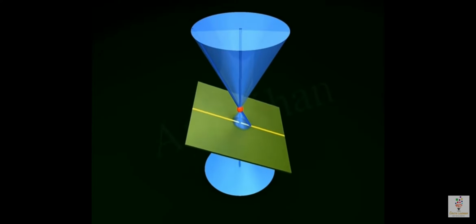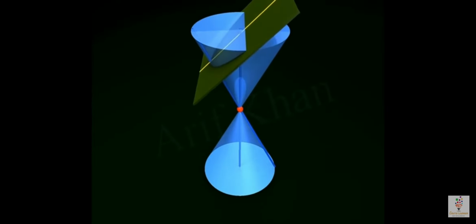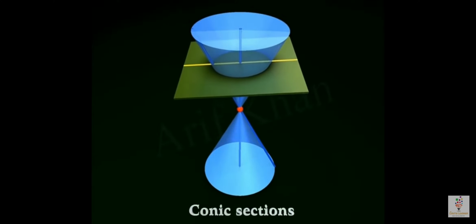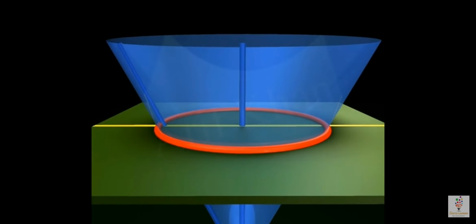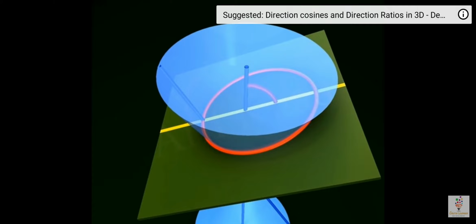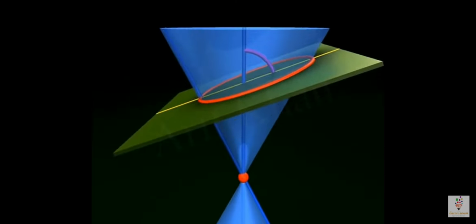Conic sections. Now we'll see what a conic section is. If a plane intersects a double right circular cone, we get two-dimensional curves of different types. Now we are seeing the three-dimensional figure. These curves are called conic sections, and we need to draw them in 2D. Depending on the angle made by the plane with the vertical axis of the cone, the plane can cut the cone in three different ways. The green sheet is the cutting section.